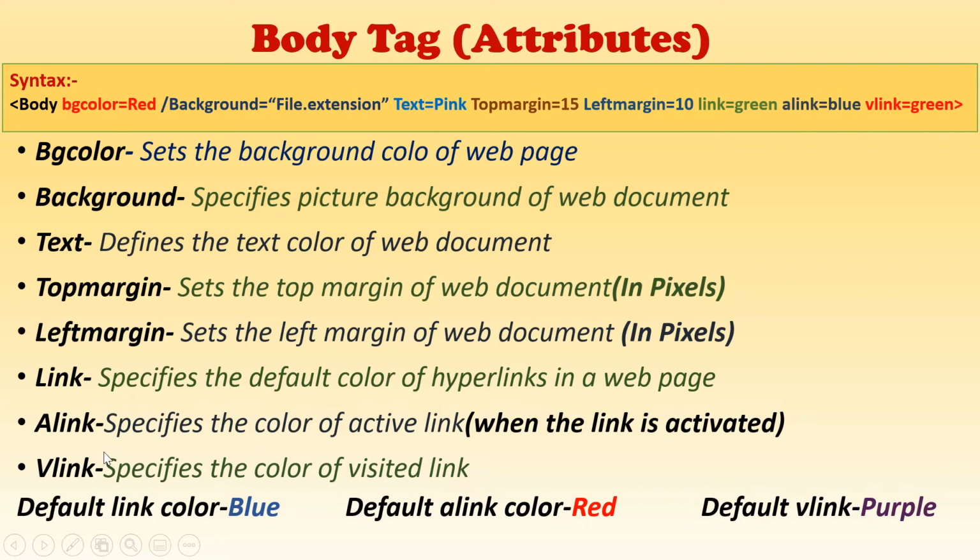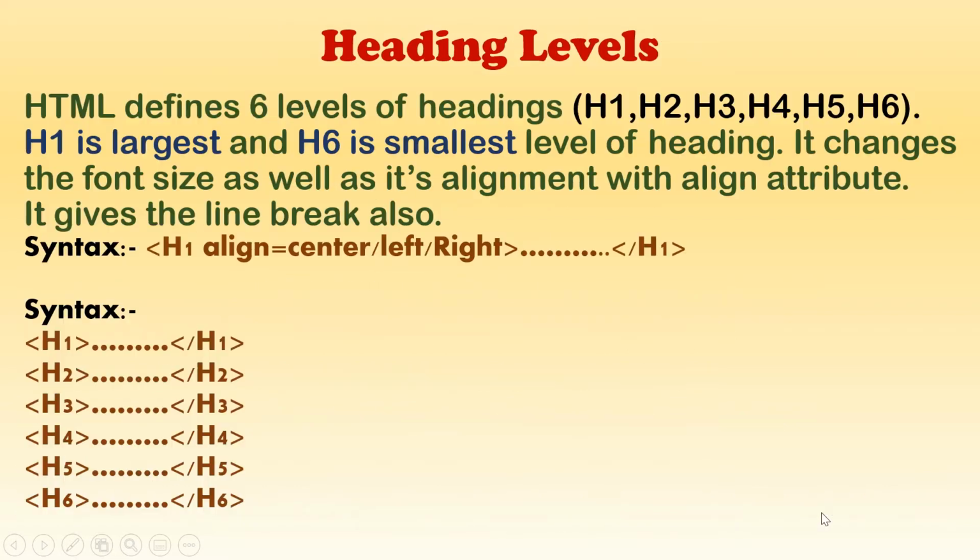Link, ALINK and VLINK. If we want to change the hyperlink colors on the web document, then we use the link attribute. ALINK means active link color. When we click on the hyperlink text, then this color will change. VLINK means visited link. It specifies the color of the visited link. The default color of a link is always blue. Default ALINK color is red and default VLINK color is purple.